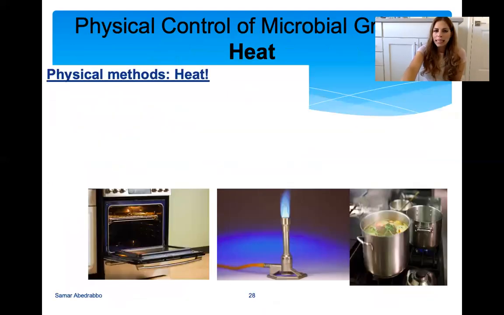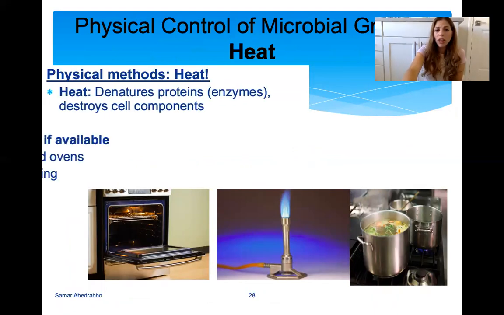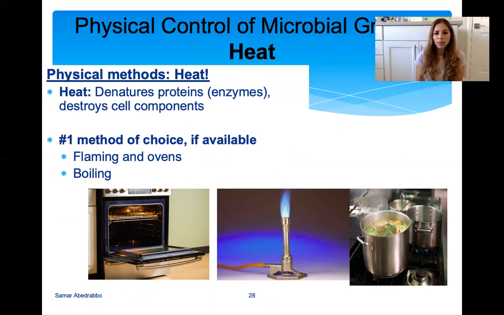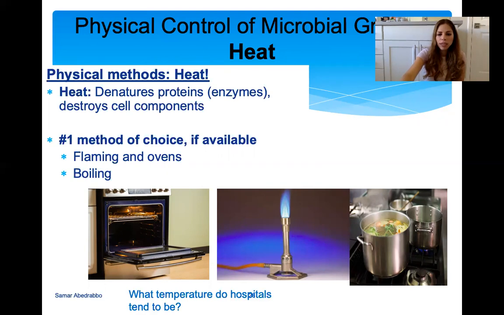Okay, we're going to talk about heat. Heat has been used for ages by different societies to control microbial growth. The reason why heat stops microbes from growing is because it denatures proteins. Enzymes are proteins, and enzymes are important. If you stop proteins from folding properly, that's what denaturing means, they will not function properly. So heat destroys or denatures proteins and also destroys other cell components. And if available, it is the number one method of choice for microbial control. So examples of heat are flaming and ovens and boiling.